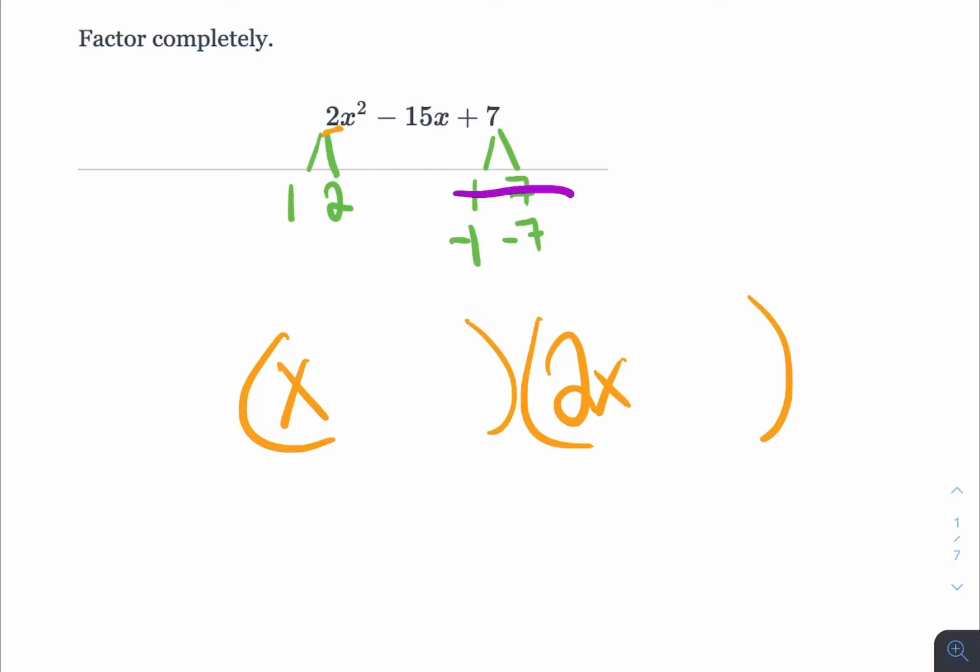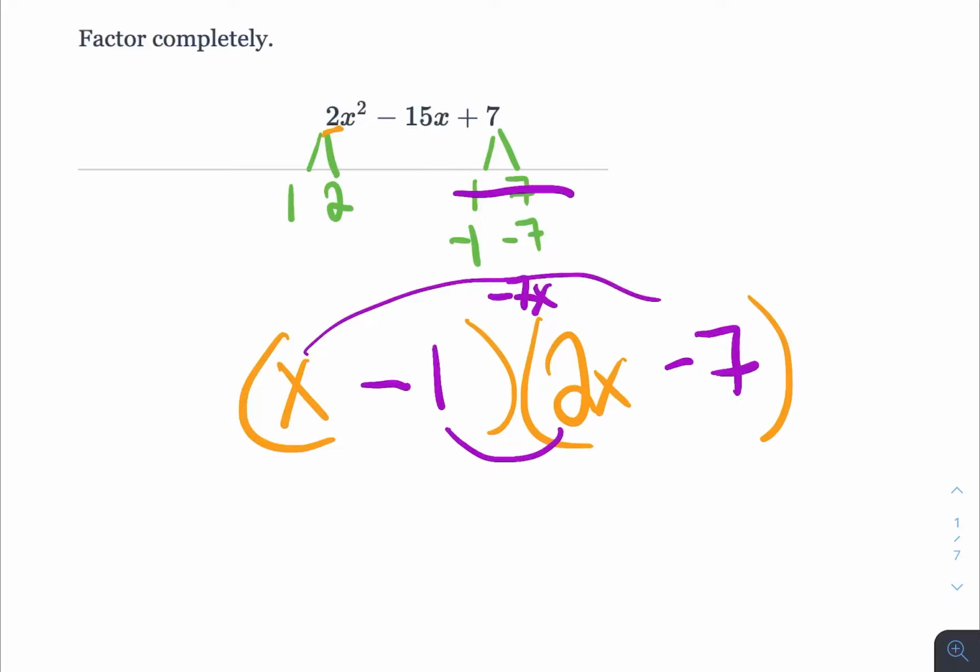Okay, so now let's try the negative ones. We have -1 there, -7 there. So we try this again, outsides, insides: -7x, -2x. We're a little closer, but again, not quite there.